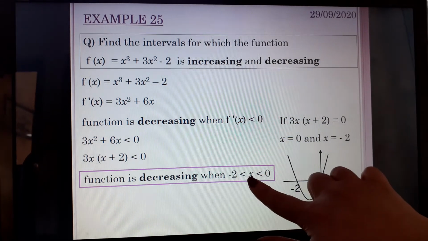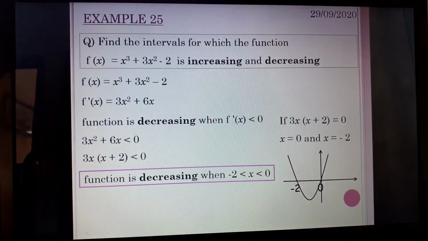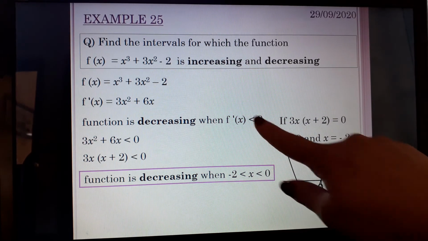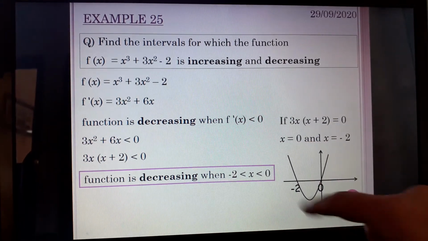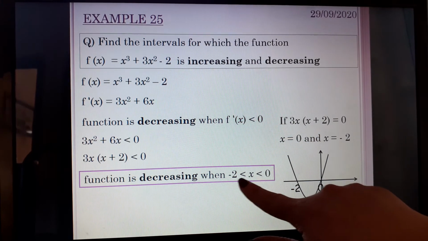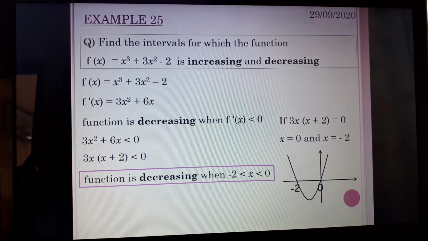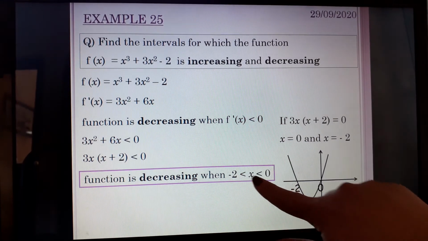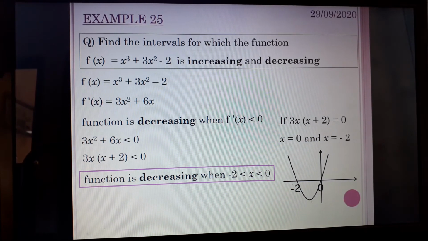So there, that's how we write it, that x is between negative 2 and 0. We use the inequality sign that's given in the question: x is less than 0 and negative 2 is less than x. Remember, those two inequality signs have to go in the same direction. Right, so we've got two parts to answer.